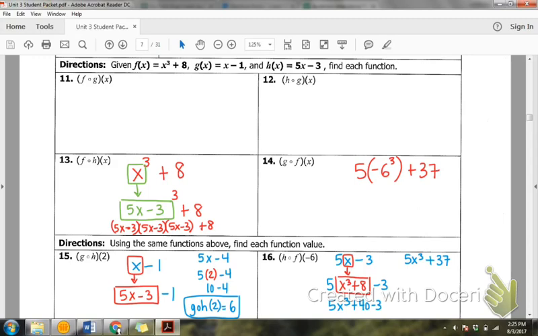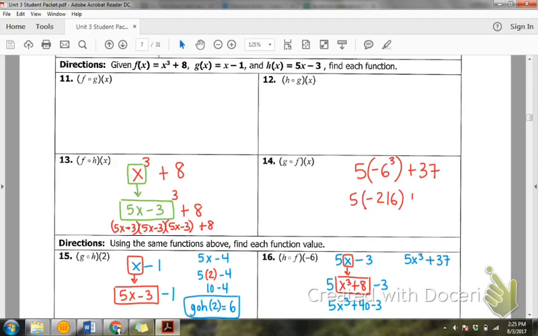Okay, I accidentally put my cube outside of the parentheses, but as long as you do that, that's fine. Just make sure you do the 6 cubed first before you multiply by 5, because order of operations says exponents before multiplication. So whether you put it inside or outside, the 6 still has to be cubed first. So negative 6 cubed is negative 216.